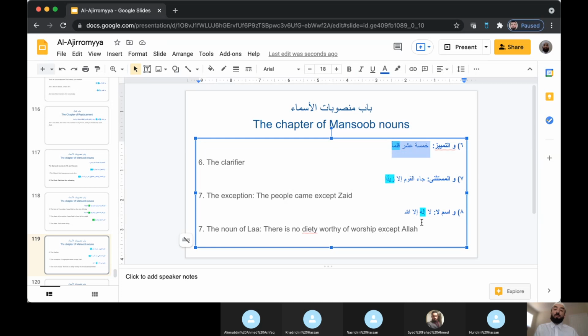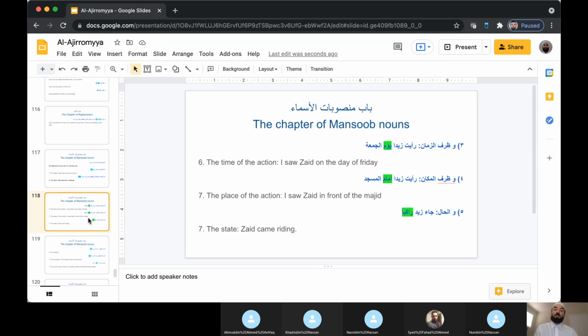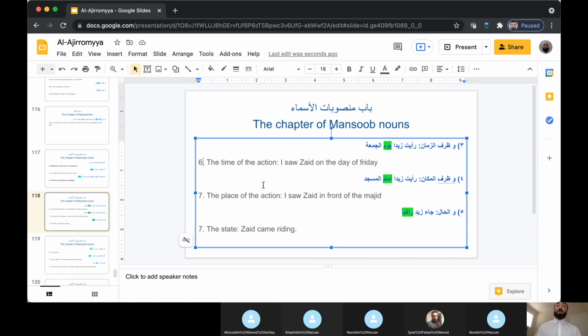Okay, so I think you get the idea. We're going over the nouns that are mansub, and there are different types. Today we went over 8, and next week we'll go over the remaining 7, inshallah. The first one was the object. The second one was the root, or the unconditional object, another way of translating al-maf'ul al-mutlaq, the unrestricted object. The third was the time of the action. The fourth was the place of the action. The fifth was the state of the doer, the subject or the object.